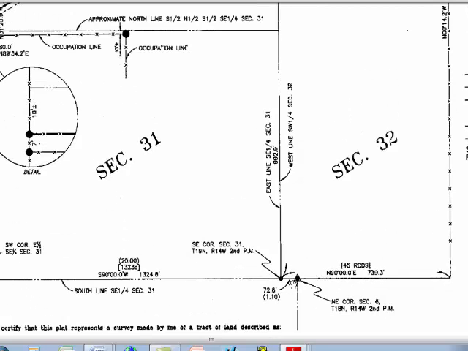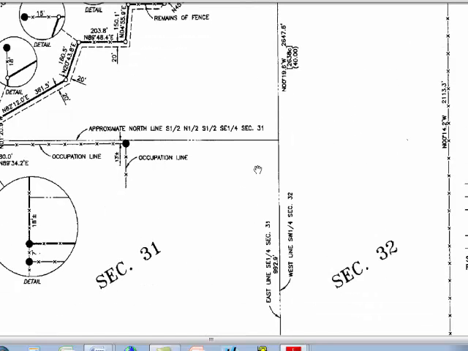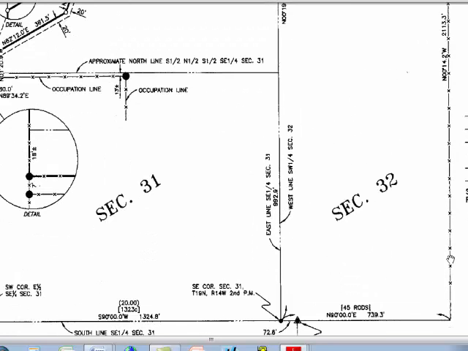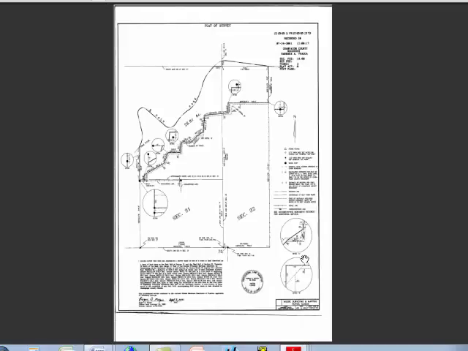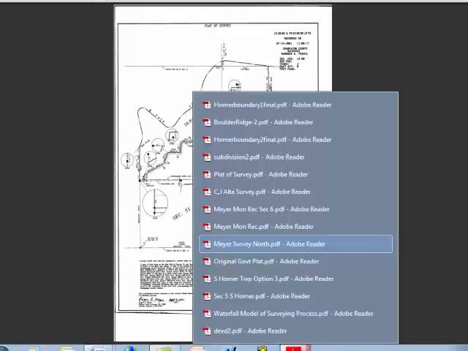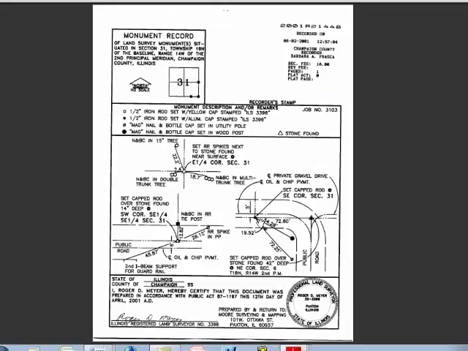How do I find those points? These lines aren't marked out on the ground. Nobody goes out and paints them. And yes, there's a fence here, but do I really have to measure from the end of that fence? There is a way we can find much of this information, and one of the documents that Roger created when he did this survey is he created a monument record.